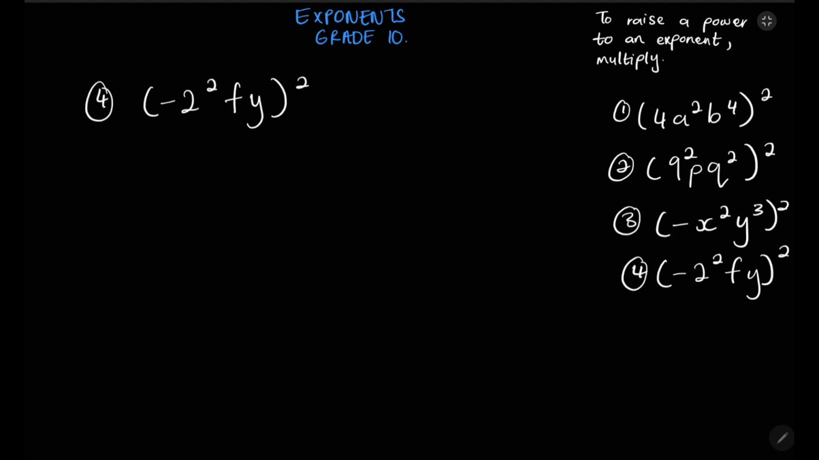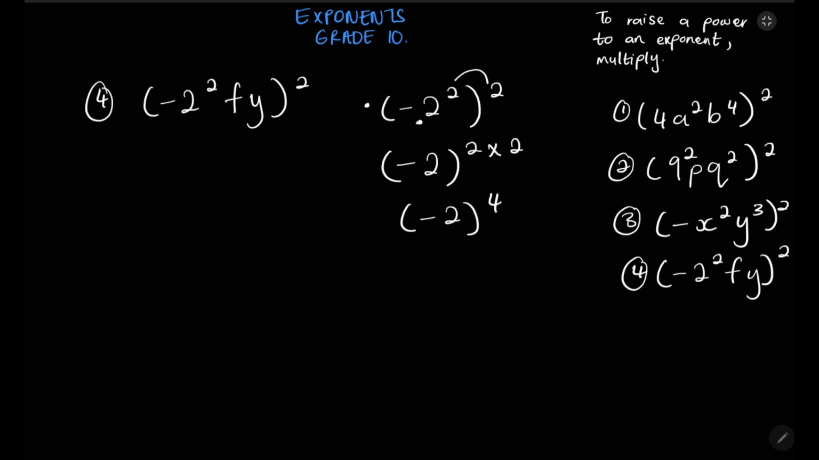Let's try (negative 2 squared f y) raised to the power 2. How do we solve this? We start with a coefficient, which is negative 2 squared. We have a 2 outside our bracket. Okay. What's the first step? We write down our base, which is negative 2. But it's negative. In mathematics, whenever you deal with anything that's negative, make sure that it's in a bracket. What's the next step? We multiply our exponents. So this is 2 times 2. This is negative 2 to the power 4. 2 times 2 is 4.